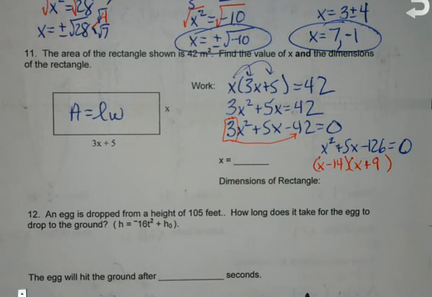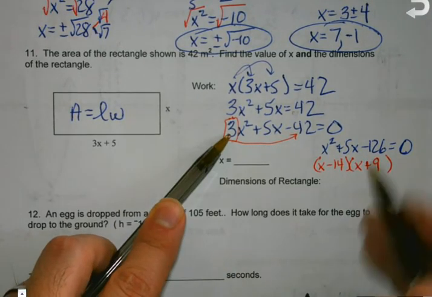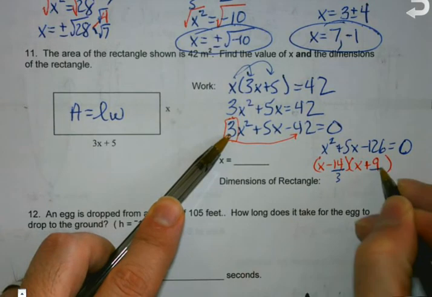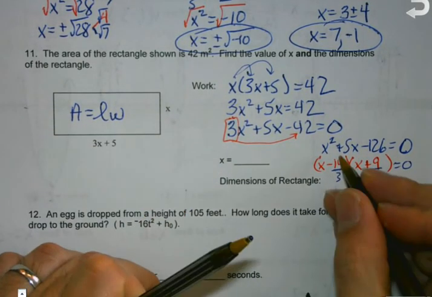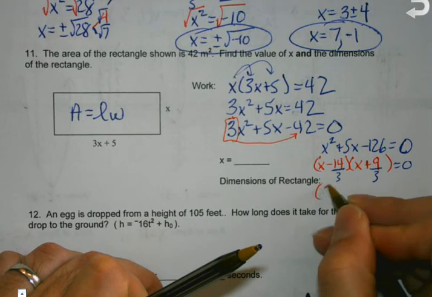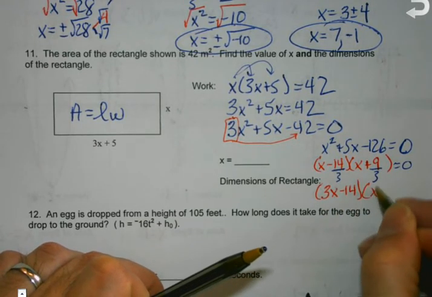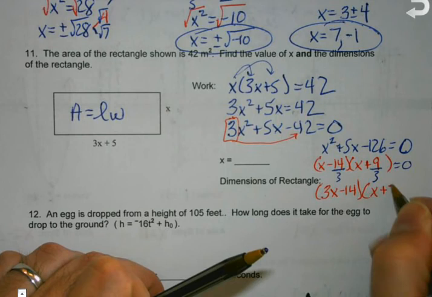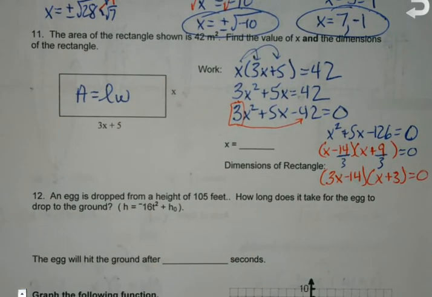But again, remember, this is not called slide. It's called slide and divide if you go this route. 14 over 3 doesn't reduce. 9 over 3 does, though. So when I set these equal to 0, because again, when we're doing the factoring, that's the route we got to go.